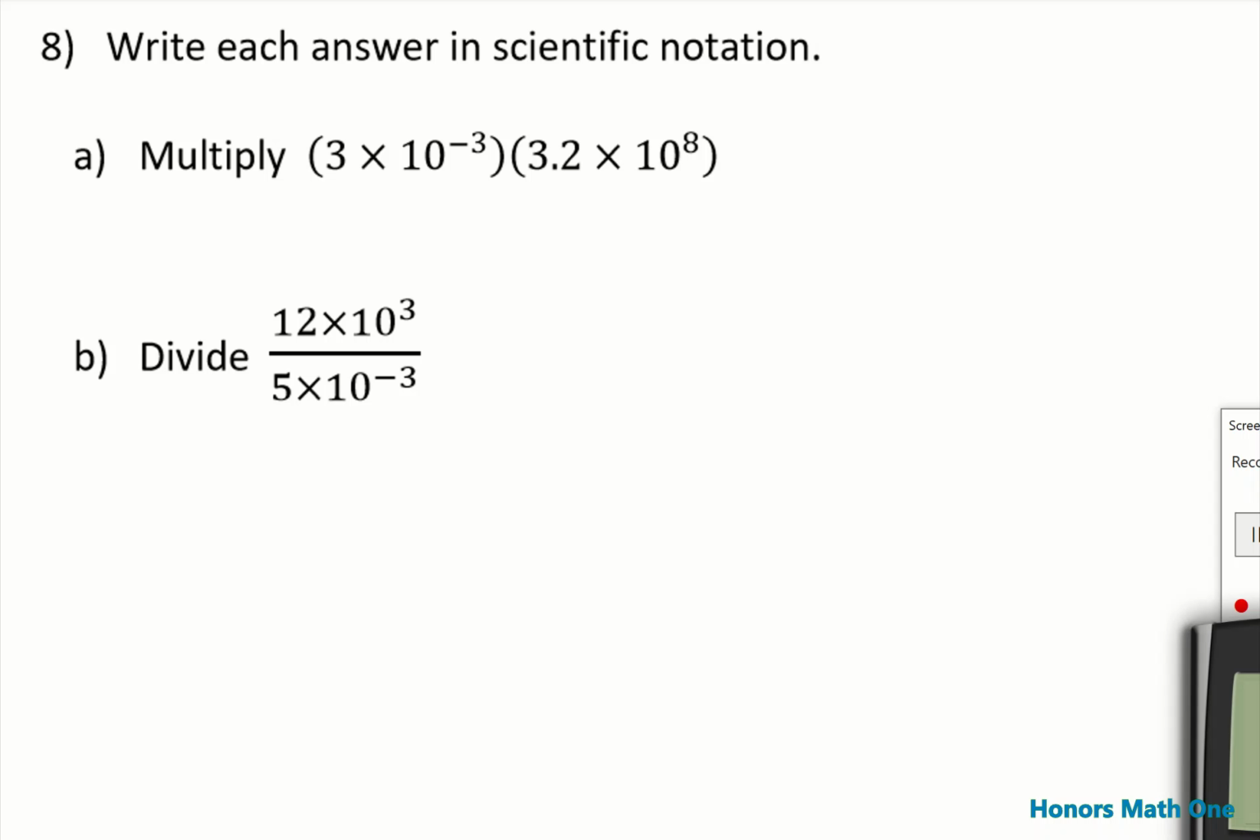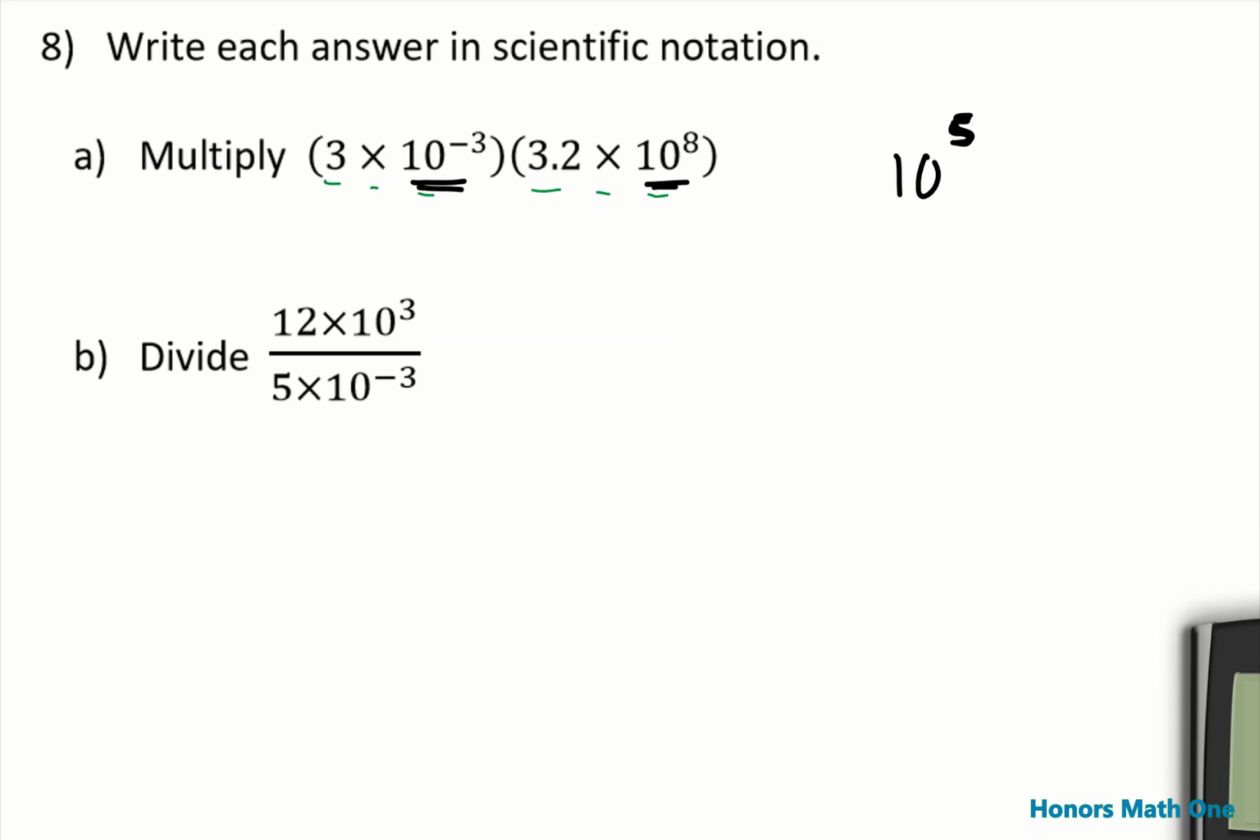The thing is, because this is all multiplication, it's 3 times 10 to the negative third times 3.2 times 10 to the eighth. I can commute these values around. So I know just the 10 to the negative third times 10 to the eighth power is going to be 10 to the fifth power. So I don't know if that's my final answer, but so far these two things together, 10 to the negative third and 10 to the eighth, do give me 10 to the fifth.